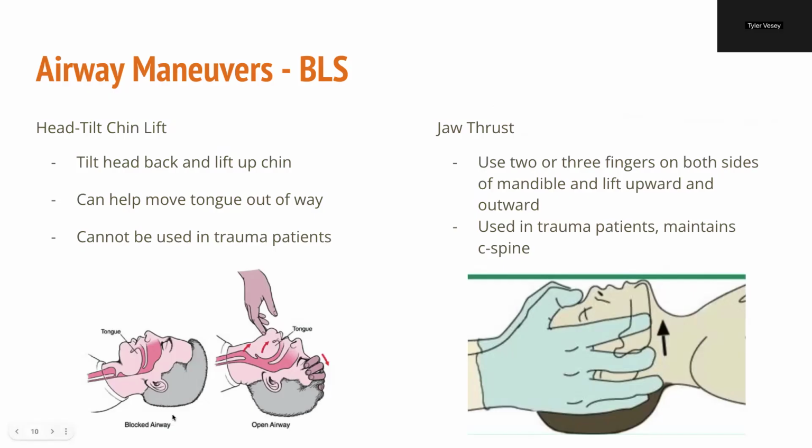Because we are kind of cranking on their head here to open the airway, we are not using this in our trauma patients when we want to be mindful of our C-spine. That's where we come over to the jaw thrust maneuver. Here we're going to use two or three fingers on both sides, and we're going to lift the mandible up and out. This is going to allow us to maintain a neutral C-spine. We can do it if they're collared or not. So that's going to be our preference in trauma patients.